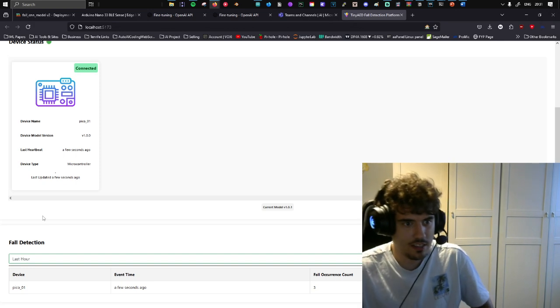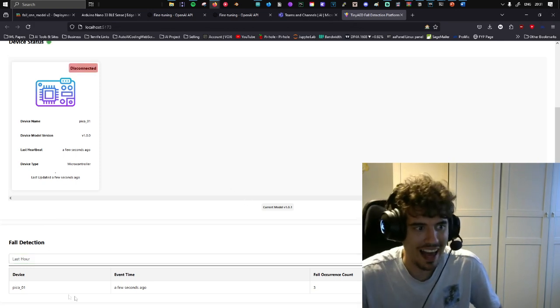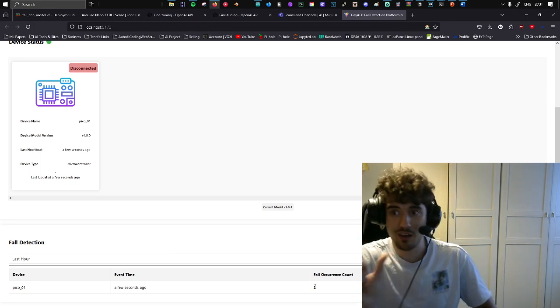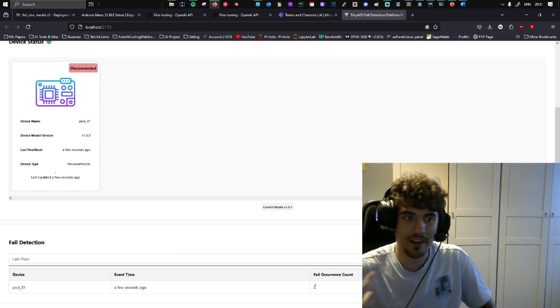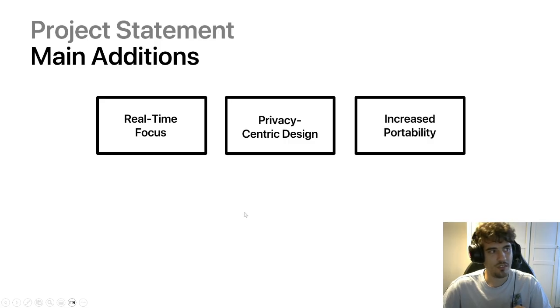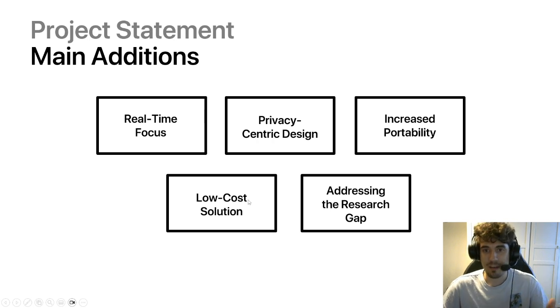And as you can see, the model has detected a fall a few seconds ago with 3 different inference points, where it detects a fall on 3 separate occasions. The addition of this paper is that there is a real-time focus. It runs in real time, and that took quite a lot of tinkering and engineering.